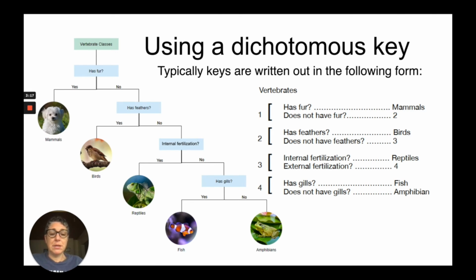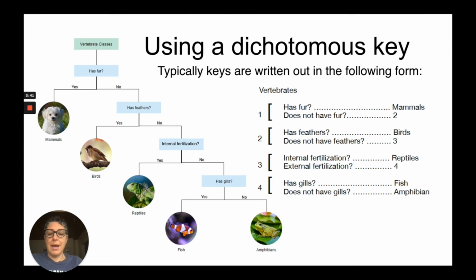I continue to step 3, and it's asking me about the type of fertilization. Fish typically have external fertilization, so I go to step 4. In step 4, the two questions are, does it have gills or does it not have gills? According to the physical features of this organism, it has gills. So this tells me that this organism is a fish.